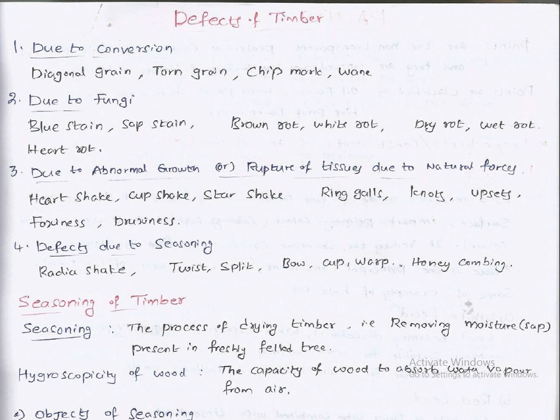Seasoning of timber. Seasoning is the process of drying timber, that is, removing moisture and sap present in the freshly felled tree. Hygroscopicity of wood: the capacity of wood to absorb water vapor from air. Next, objects of seasoning. The purposes of seasoning are: it reduces shrinkage and warping after placement in structure, reduces weight, reduces splitting and decay of timber, increases strength, durability, workability and resilience, and makes it suitable for painting.